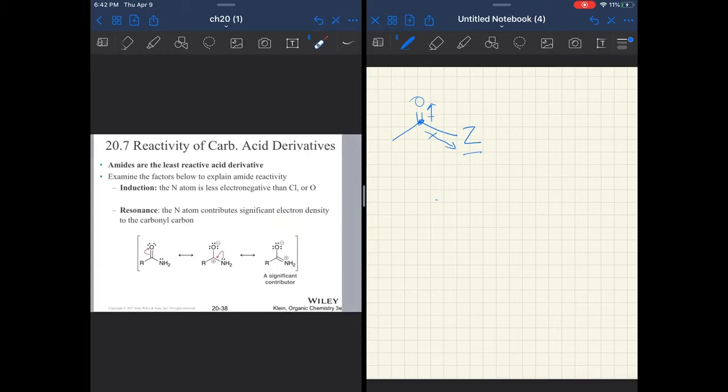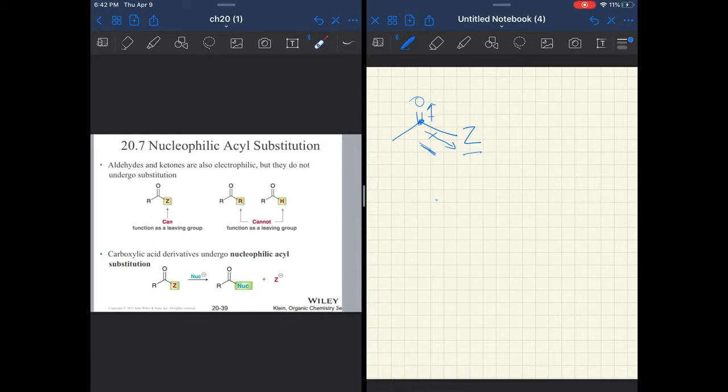This is less true for the nitrogen, for the amide, because a nitrogen is less electronegative than chlorine and oxygen, and so that pull right here is going to be less. It's still going to behave very similarly, it's just not going to be as reactive.